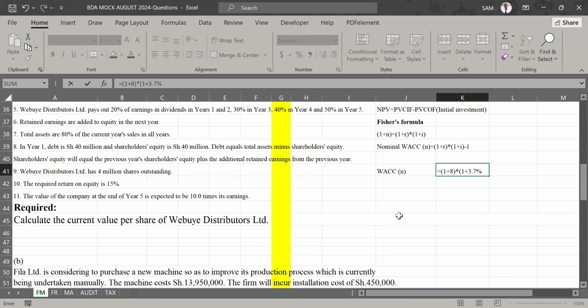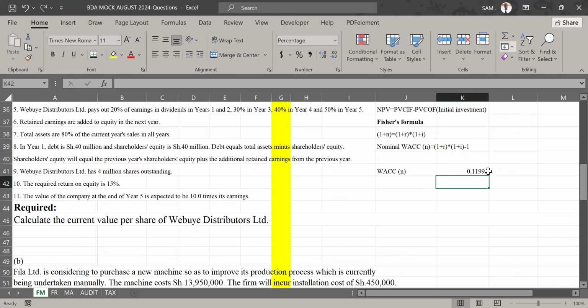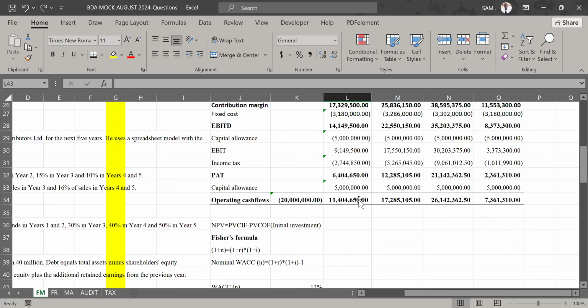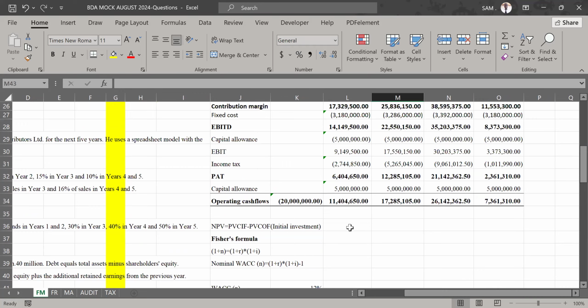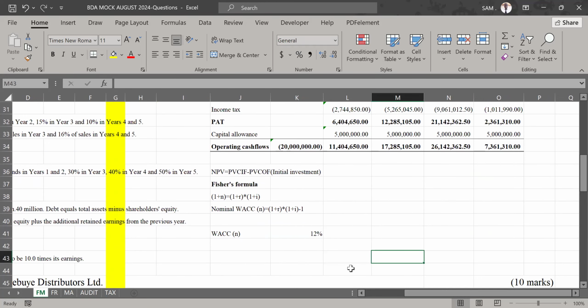Oh, I forgot to put some percentage here. Percentage, we have to put it. I close bracket, then I say minus 1 like that. And I'm getting 0.1196. We can convert it into percentage like that. And I'm seeing 12%. I can even increase the number of decimals to 12.00. So it is just 12% like that. So that is the cost of capital that we need to use to evaluate this project, to do appraisal using NPV.